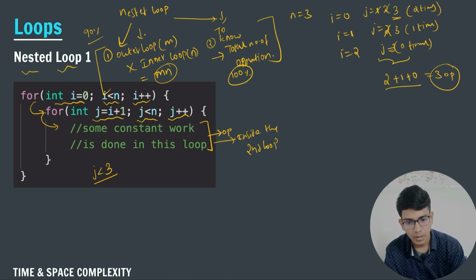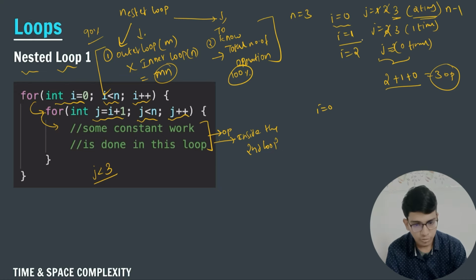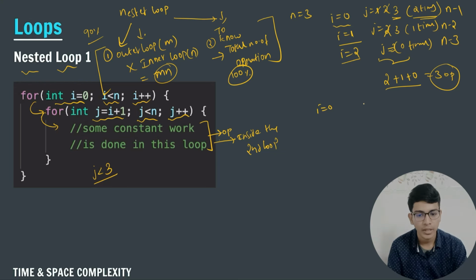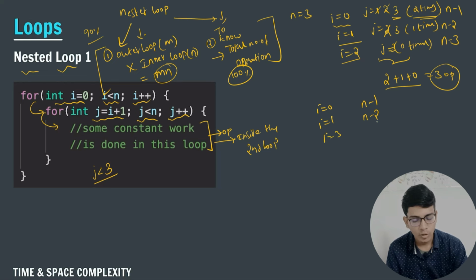Now let us see a general example. When i equals 0, how many times am I running my inner loop? I am running it n minus 1 times. When i becomes 1, I run my inner loop n minus 2 times. Similarly, when i equals 2, n minus 3 times. This goes on like this, and when i becomes n minus 1, I run my inner loop 0 times.